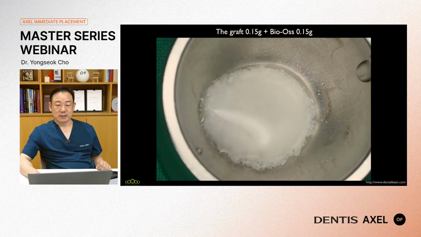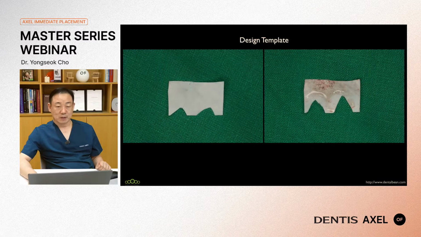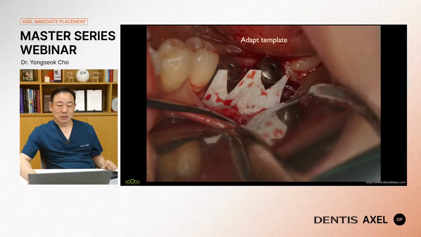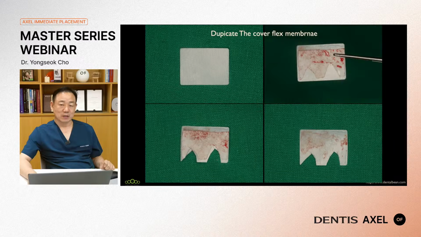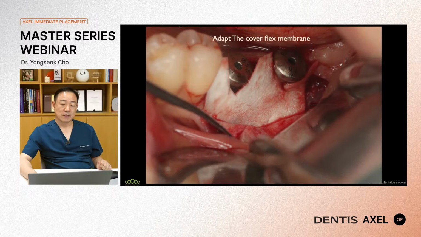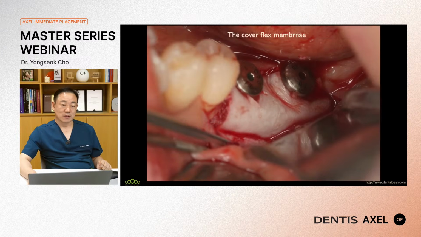Xenograft was mixed and I prepared a template to design the membrane. When the design looks well enough, duplicate the template to the real membrane, okay, like this. And after grafting, cover the grafted bone with the membrane.